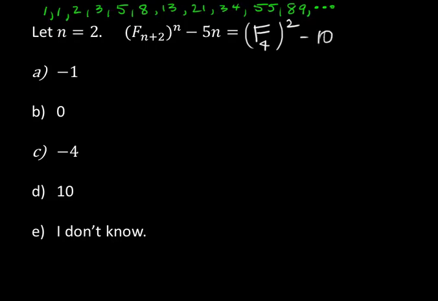So you just plug in n, and now we'll carry through. Our parentheses tell us to square the 4th Fibonacci, which is 3. So that is 3 squared minus 10, or 9 minus 10 is, of course, negative 1. So our answer is part A.